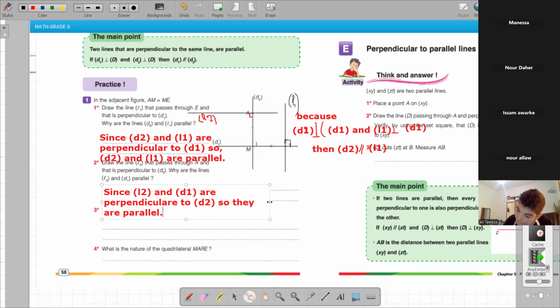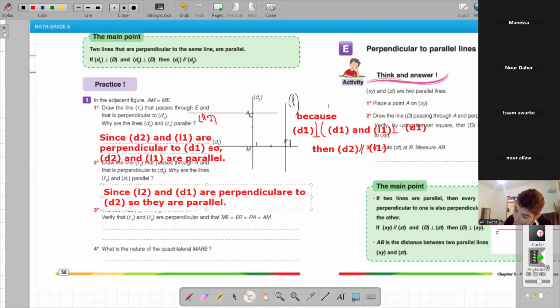Or you can say it the other way. You can say because L2 is perpendicular to D2 and D1 is perpendicular to D2, then L2 and D1 are parallel, or L2 is parallel to D1.